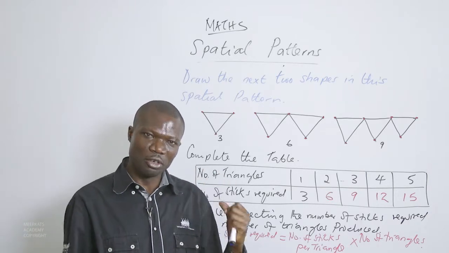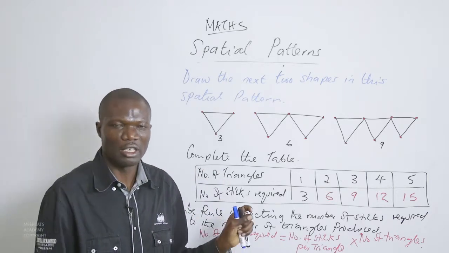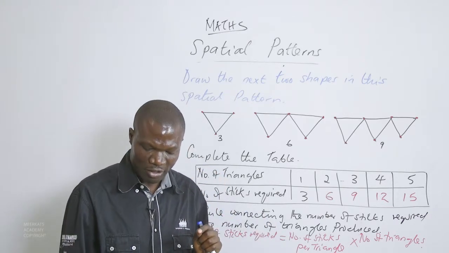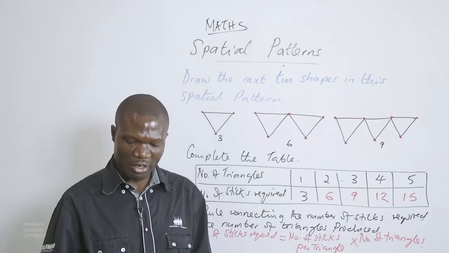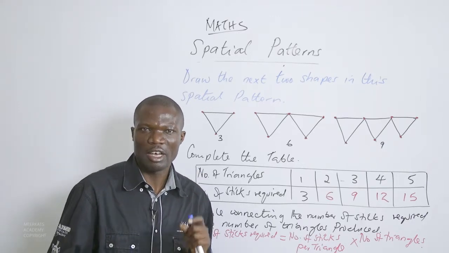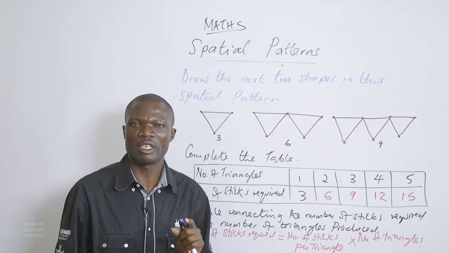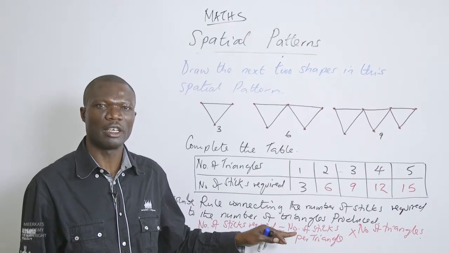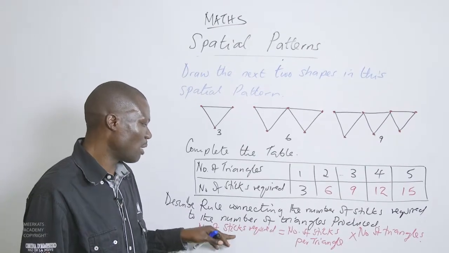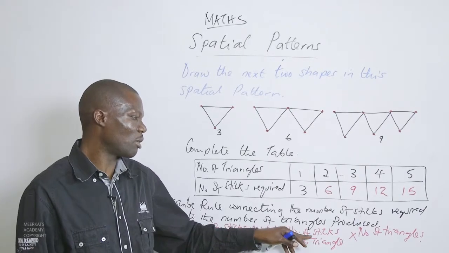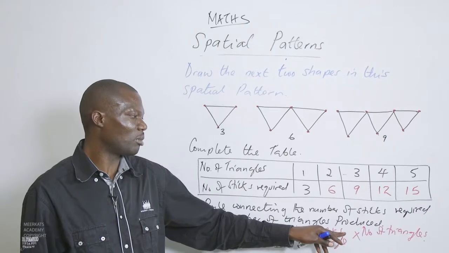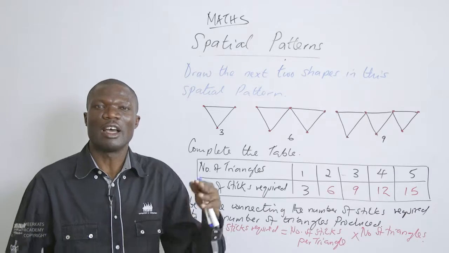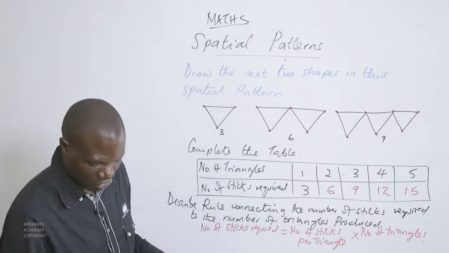I want us to use the rule that you have generated here and predict how many sticks are required to make 20 triangles. How many sticks are required to make 20 triangles? So we want to use the rule that we have written down here. The rule is: number of sticks required is equal to number of sticks per triangle multiplied by number of triangles. So if that is the case, they are asking us, how about 20 triangles?